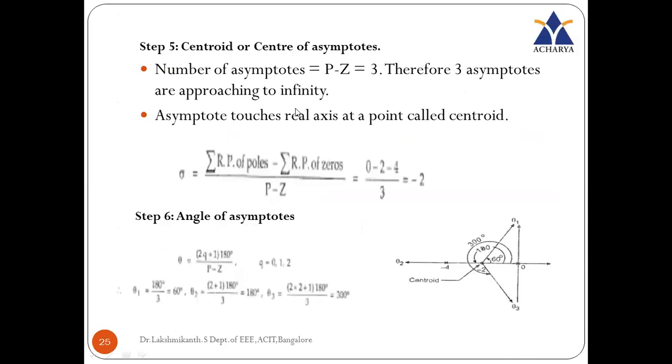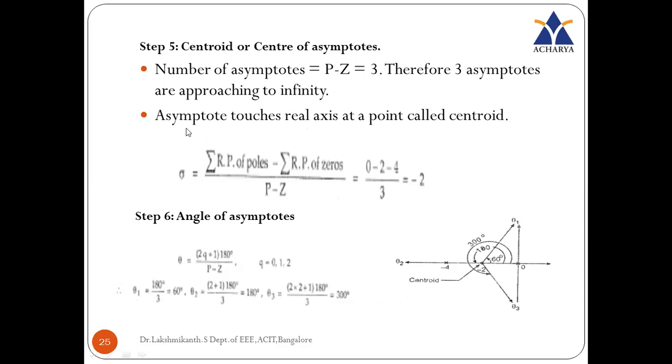The next point is finding of the asymptotes. Asymptotes are the branches that tell me how many lines of the root locus are terminating at infinity. Therefore, it is always given by number of poles minus number of zeros. In this case, we have number of poles as 3. Z is equal to 0, therefore 3. So it means I will be having 3 lines that are terminating at infinity.